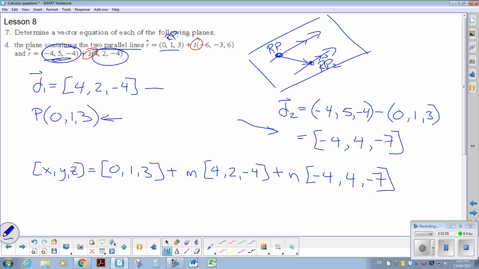And that's how you end up, if you have two parallel lines, that's how you get that second direction vector to work with. So if you have any questions with that, let me know.